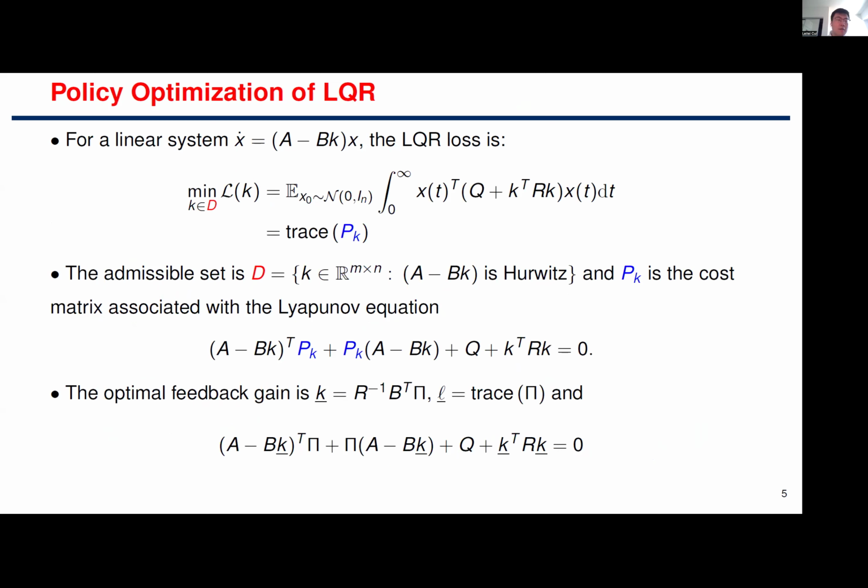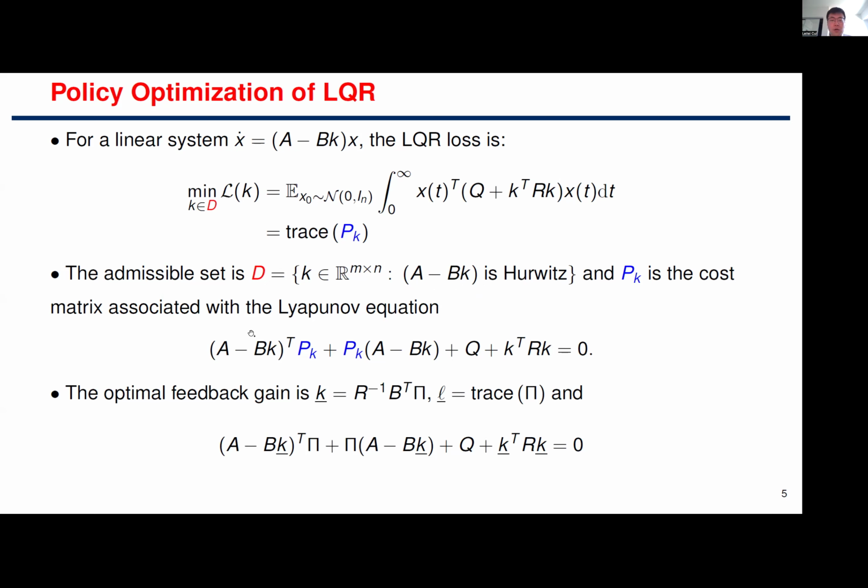So next I will dive into the details of policy optimization for the LQR problem. As mentioned by Professor Sontag, usually for policy optimization for LQR, our system is a linear system, and our controller is a linear feedback controller, which is parameterized by K. For the LQR case, we want to optimize over K such that the integral of the quadratic cost is minimized. By utilizing the Lyapunov equation, we can directly say that the loss function for LQR is a trace of the cost matrix. And this cost matrix can be calculated by solving this Lyapunov equation. Of course, for the LQR problem, the admissible set should be all the stabilizing controllers, right? So here K should be all the feedback gains such that A minus BK is Hurwitz.